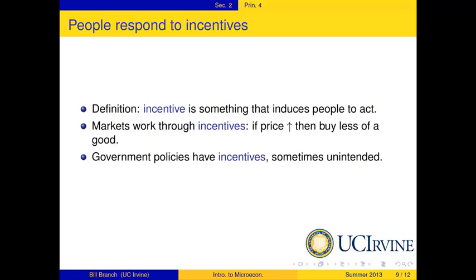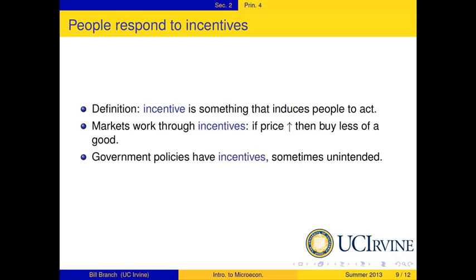A theme that we'll return to over and over again in this course is that government policies also provide incentives, and sometimes these are unintended. One example you might think of as an unintended example is helmet laws for motorcyclists. So it's well known that since helmet laws have come on, there have been far more motorcycle accidents than there were before. Driving around on Southern California freeways, you can kind of understand this.